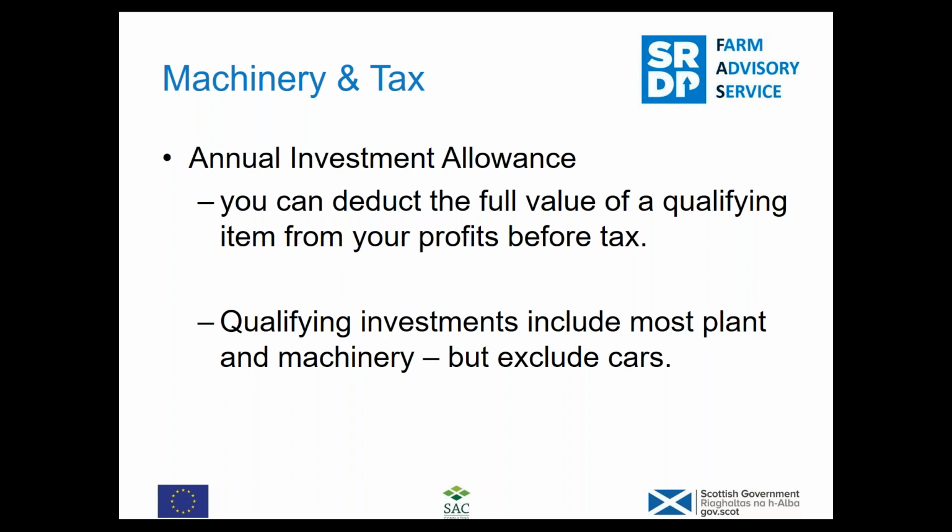It doesn't include buildings and it doesn't include land, but it might include some of the fittings inside buildings. So it probably doesn't include the doors in your buildings, but it might include an automatic watering system, for instance. So it is worth making sure your accountant is aware of any proposed investment in buildings or infrastructure, because there might be elements of that where you would get the investment allowance.